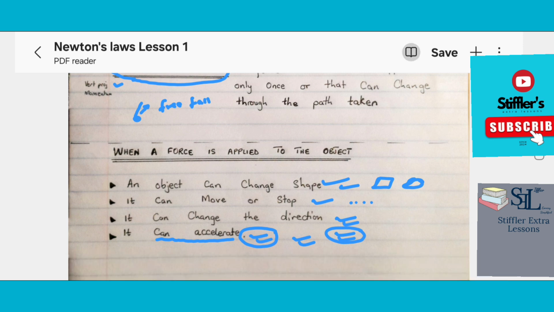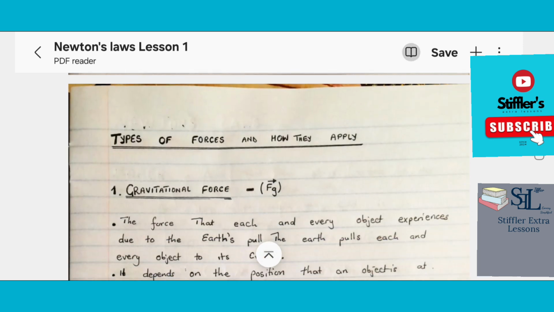So let's talk about all the types of forces that you need to know to master Newton's laws.